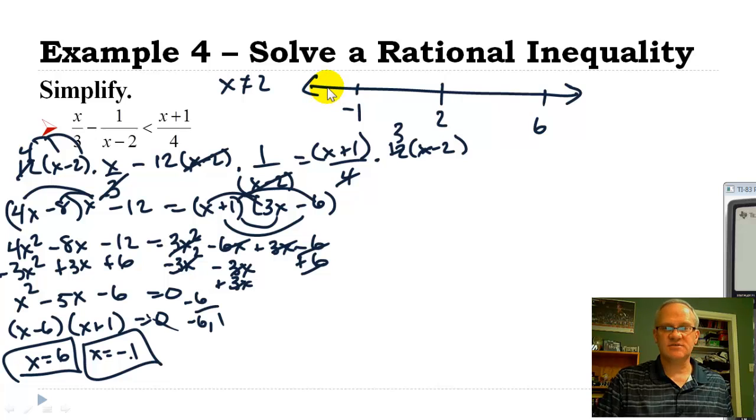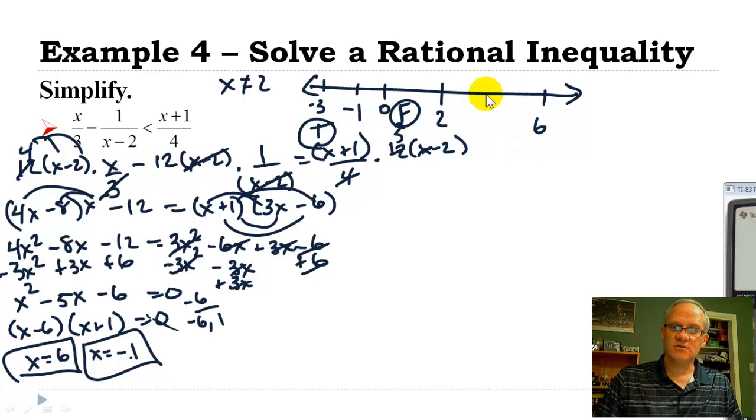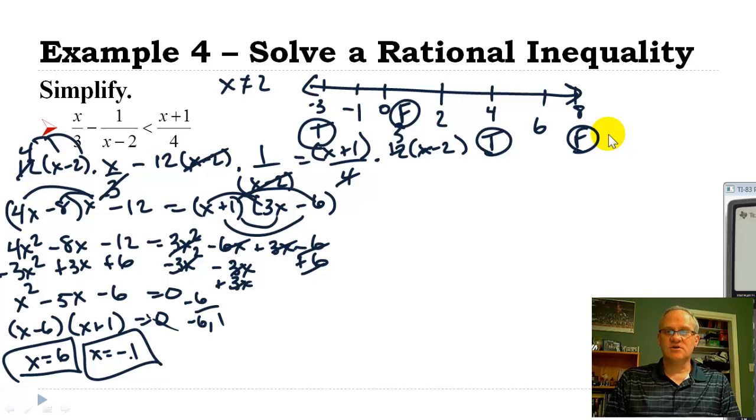like here, and this is a problem I got from the book. So if I plug in here, the book plugged in a negative 3, and that worked. Then they plugged in 0, which would be in here, and that did not work, so that's a false. And then between 2 and 6, plugged in a 4, and that worked. That was true. And then out here to the right of 6, they plugged in 8, and that was false. That did not work.